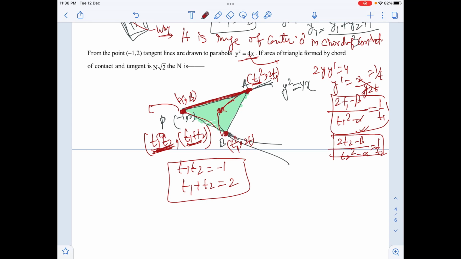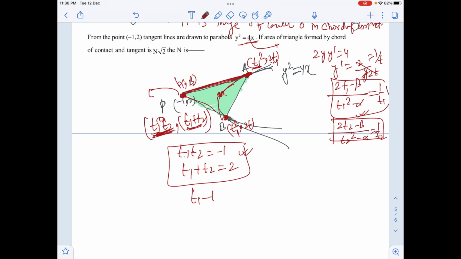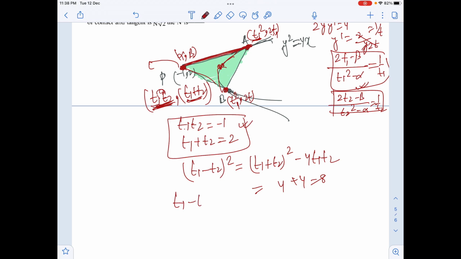तो यहाँ से t1 t2 का क्या वैल्यू आएगा? अगर आप इसको सॉल्व करोगे तो t1 और t2 का क्या वैल्यू आएगा? ठीक है, आप इस चीज़ को सॉल्व कर लेना और t1 और t2 की वैल्यूज निकाल लेना. जैसे you might feel like 1 and 1 into, but 1 and 1 is what? From the point -1, 2 is coming. So what is (t1 minus t2) whole square? It is (a plus b) whole square minus 4ab. So you are getting 4 plus 4, so 8. So t1 minus t2 is 2 root 2.